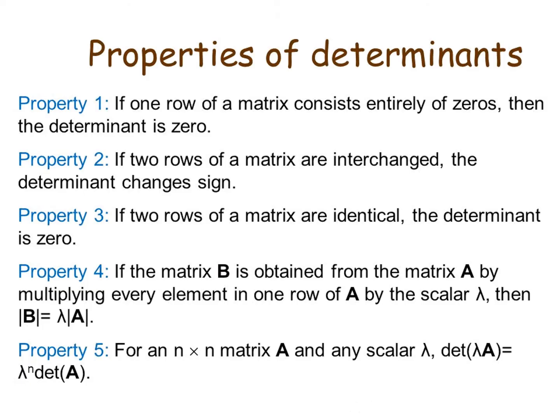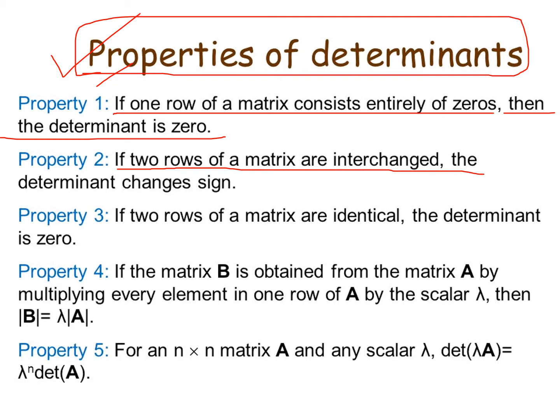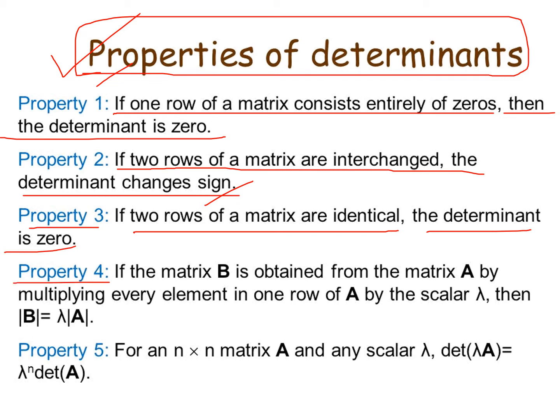According to this question, we should know the properties of the determinants. These are the properties of the determinants. The first property is that if one row of a matrix consists entirely of 0, the determinant is 0. The second property is that if two rows of a matrix are interchanged, the determinant changes sign. Property 3: if two rows of a matrix are identical, the determinant is 0. Property 4: if the matrix B is obtained from the matrix A by multiplying every element in one row of A by a scalar lambda, then determinant of B equals lambda times determinant of A.